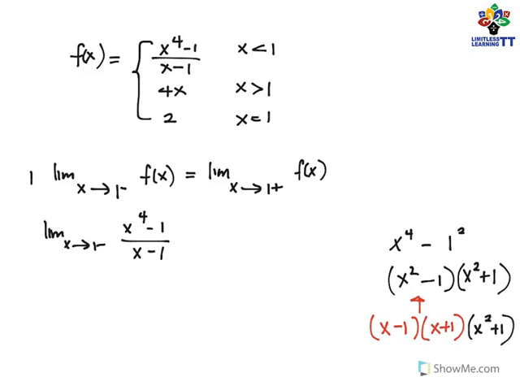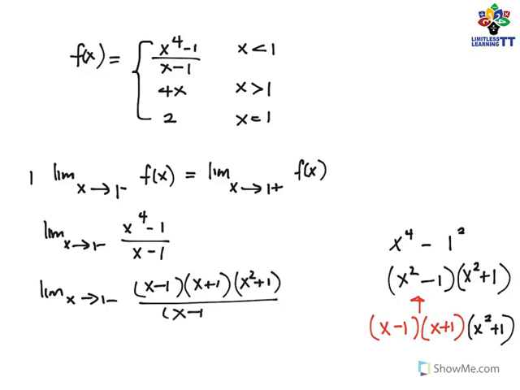So now I'm going to replace my numerator with this. I have x minus 1 times x plus 1 times x squared plus 1, over x minus 1. This is great because the denominator cancels with this factor, and what I'm left with is just x plus 1 times x squared plus 1. Now I can substitute in 1, and that gives me 1 plus 1 times 1 squared plus 1.